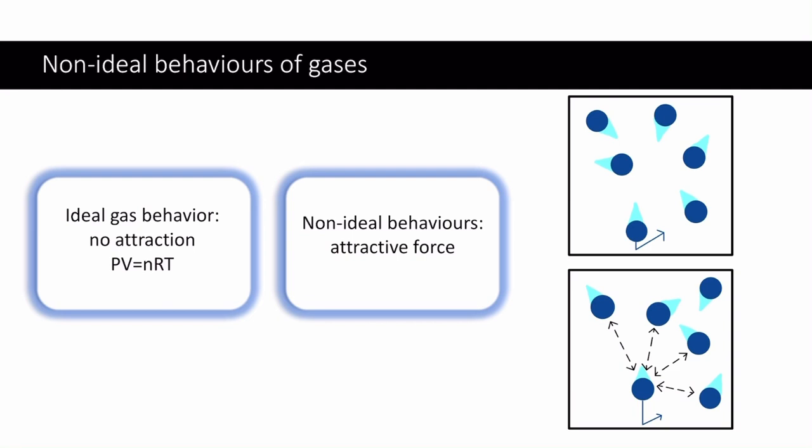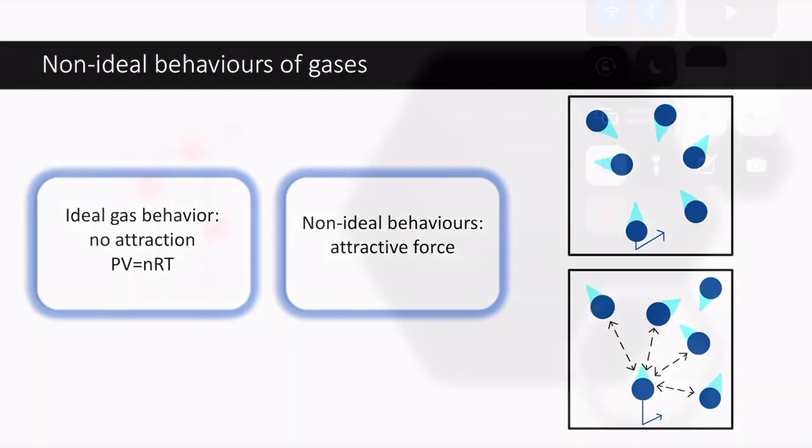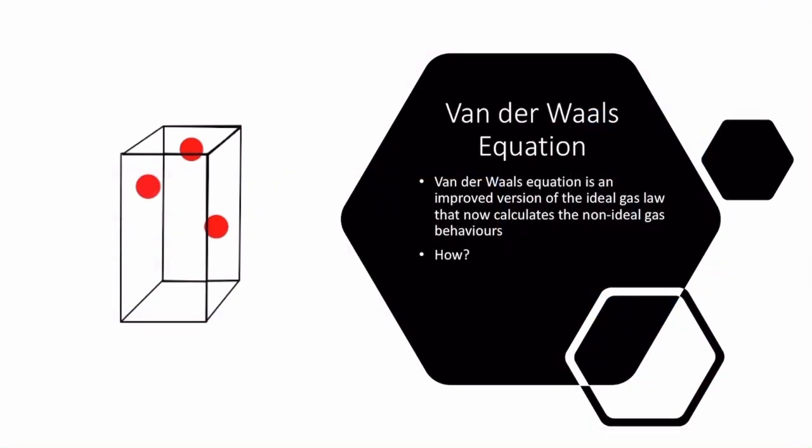For non-ideal behaviors of gases, they do have an attractive force between the particles. As we discussed before, it's called the intermolecular forces between the particles. As you can see in this diagram with the arrows, they are attracted to a particle. But how do we calculate this, you might be wondering? Well, this is where the van der Waals equation will come into play.